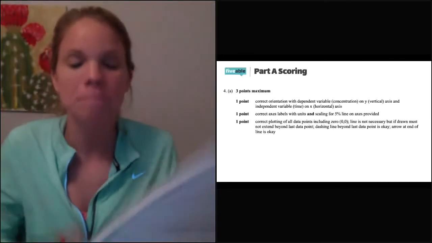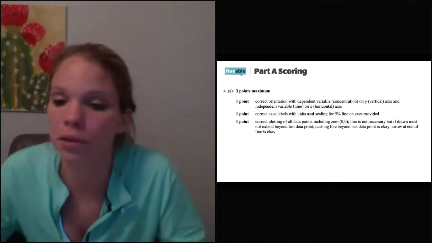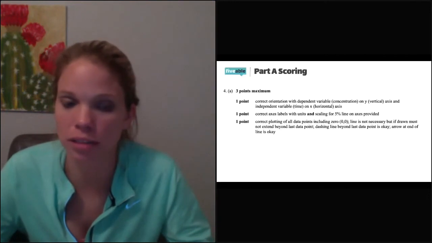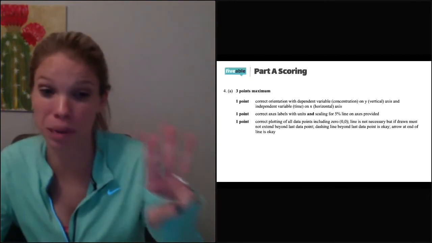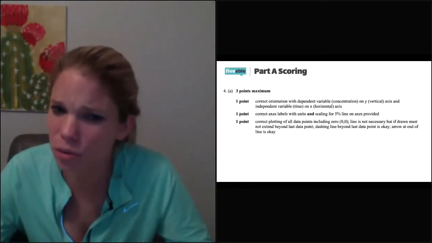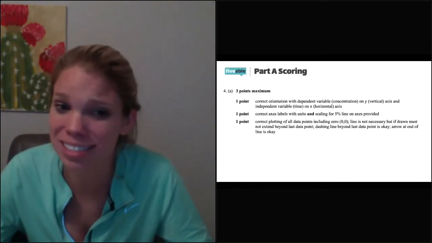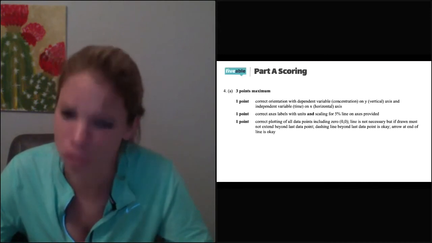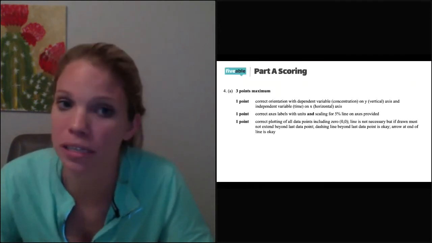What's it doing? That's how you get 3 points. Whenever you do a free response question, I always encourage my kids to do the graphing first because it's the most bang for your buck in terms of points. It's 3 points just for drawing a graph. And most of you, if you've been in AP for a while, you've been drawing graphs since like 6th grade. So just draw the graph and make sure you remember units.